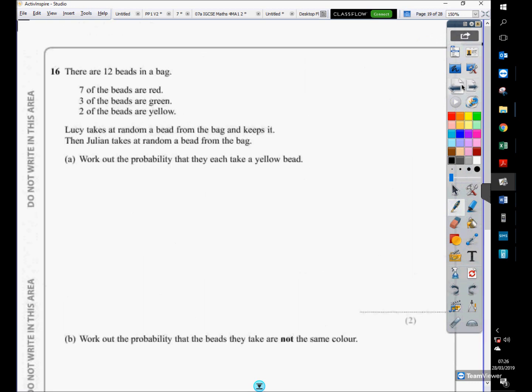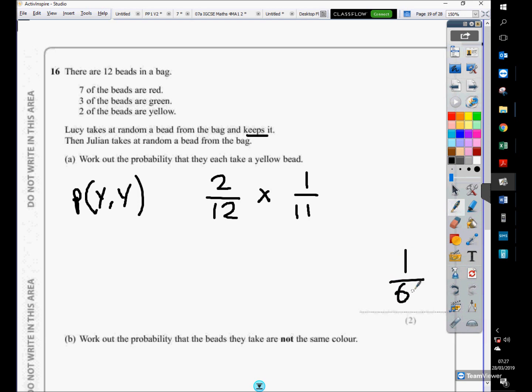Okay, next question. Okay, probability. So, the most important part that you need to read here is: if Lucy keeps it, then next time round there'll be one less bead. Work out the probability that each take a yellow bead. So with that, drawing the tree diagram, it's yellow followed by yellow. So it's 2 over 12 multiplied by, next time there's only going to be one yellow, one left, and then obviously there's only 11 in the bag. Times this together, you end up with 1 over 66.